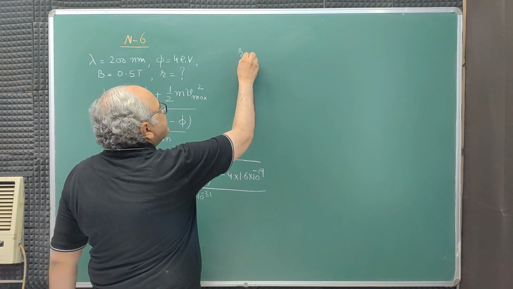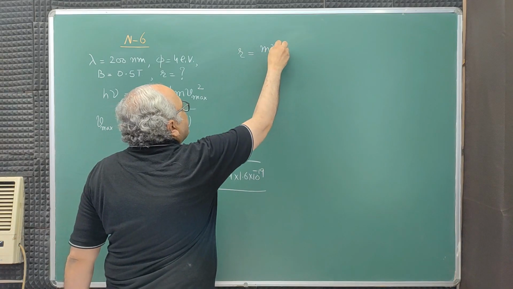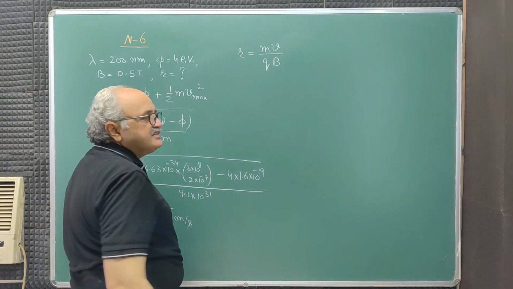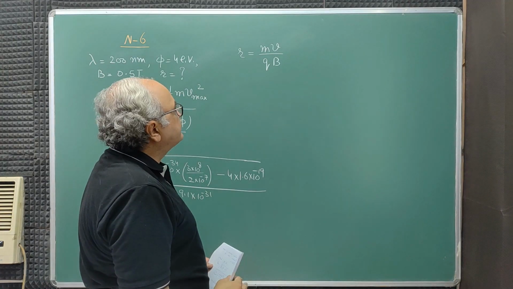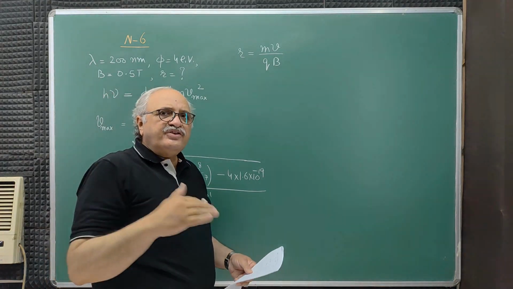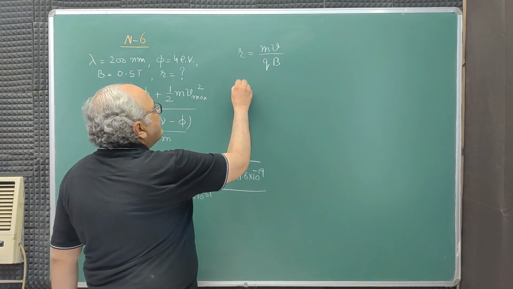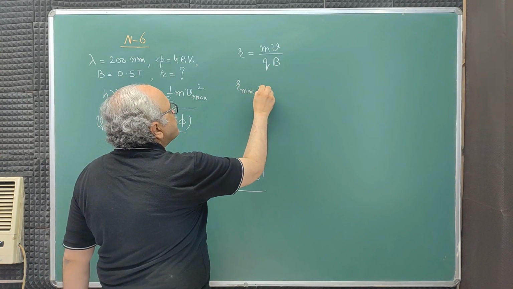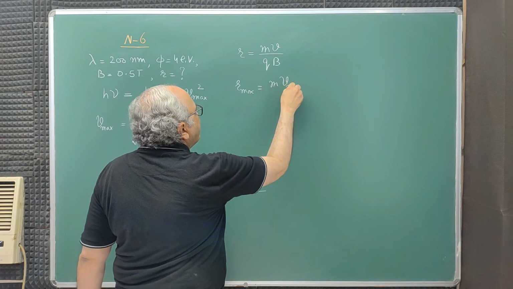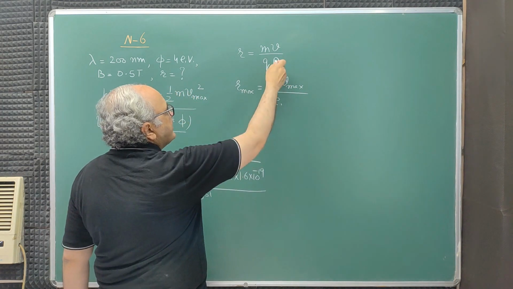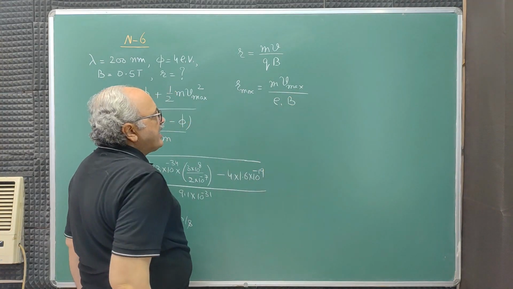And the radius, as we know, is given by the formula mv divided by qB. That is the general formula to find the radius of curvature of a particle which is entering a magnetic field in a normal direction. So for our case, R max is going to be m v max divided by the electronic charge, because we are talking about the electron, and the magnetic field we applied.